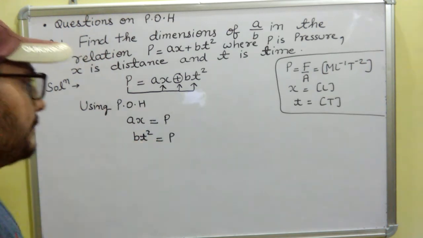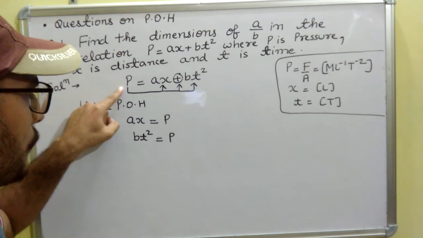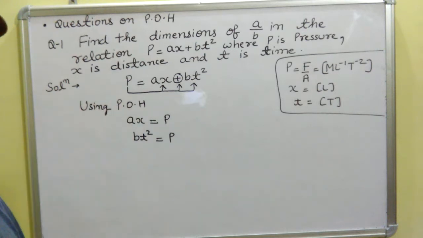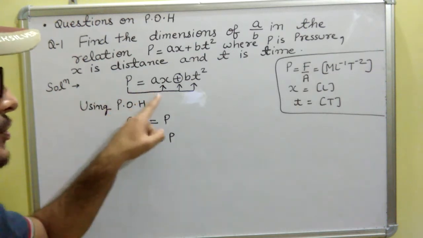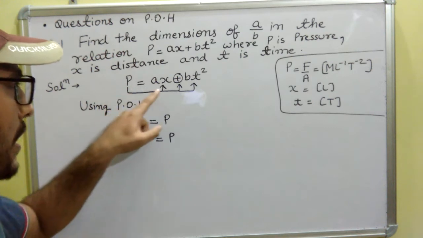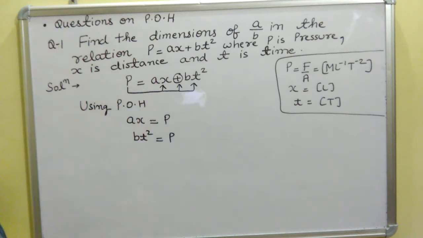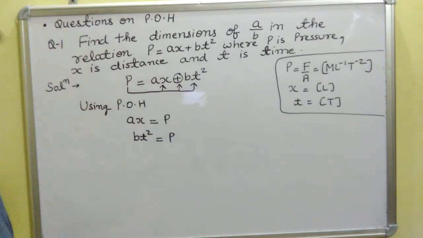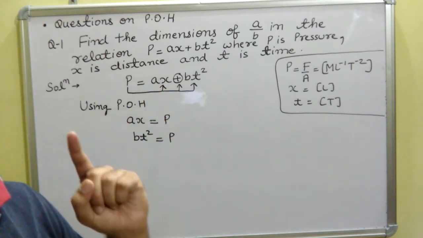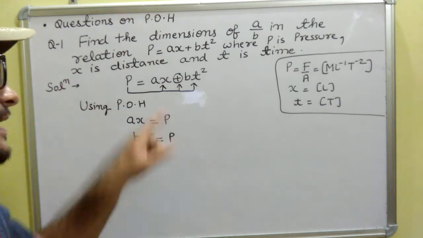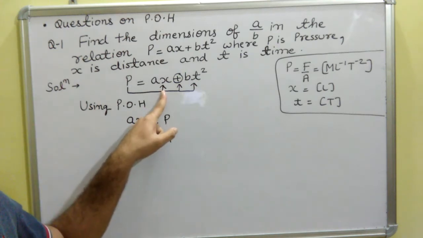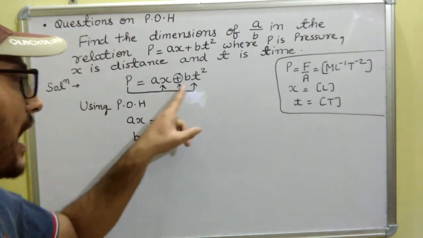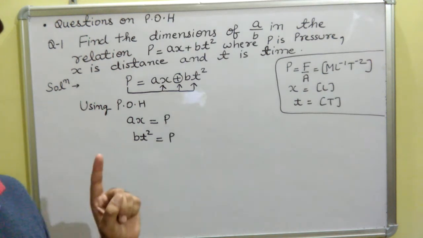एक बार फिर से देखते हैं. लेफ्ट हैंड साइड वी हैव प्रेशर, so when we move to the right hand side, the first thing we get is AX. So principle of homogeneity has already given us knowledge. Left hand side dimension should be equal to the right hand side dimension. So AX should be equal to P. So I have written that. Now when I move forward, I am getting a plus sign and then I am getting BT square. Now we know that only same dimensions can be added or subtracted. Now AX has the dimension of pressure. It means BT square should also have the dimension of pressure. So I have written over here BT square is equal to pressure.